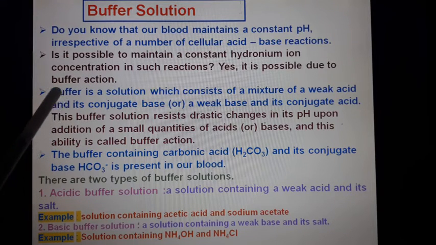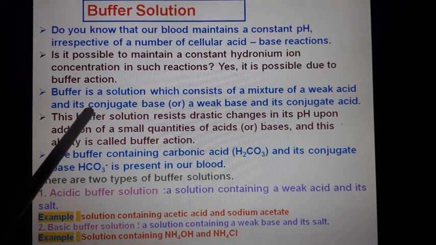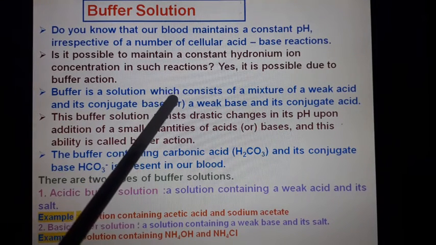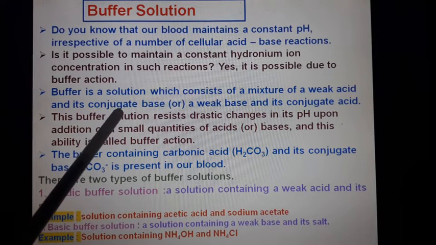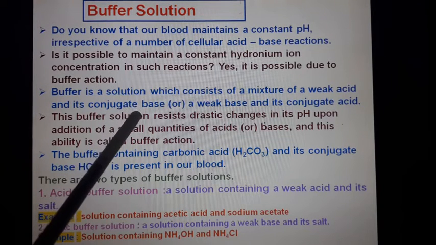So what is a buffer? A buffer is a solution which consists of a mixture of a weak acid and its conjugate base, or a weak base and its conjugate acid. This is the buffer. Very important 2-mark question: what is a buffer?